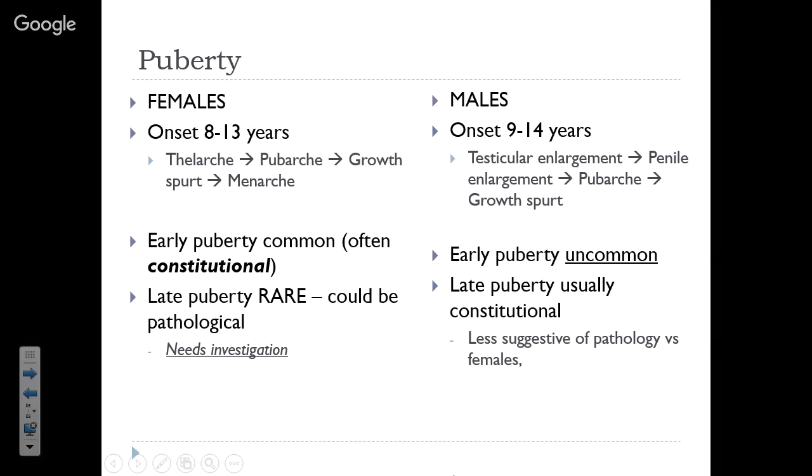Lastly, for puberty, I guess just knowing what's normal puberty is the key thing. So for females, the onset of puberty is between 8 and 13 years. Early puberty is quite common and often constitutional, but late puberty for females is quite rare and often needs investigation because it's often pathological. For males, the onset is between 9 and 14 years. Early puberty is less common, and late puberty is usually just constitutional and less suggestive of pathology, so you're less worried and less likely to investigate.